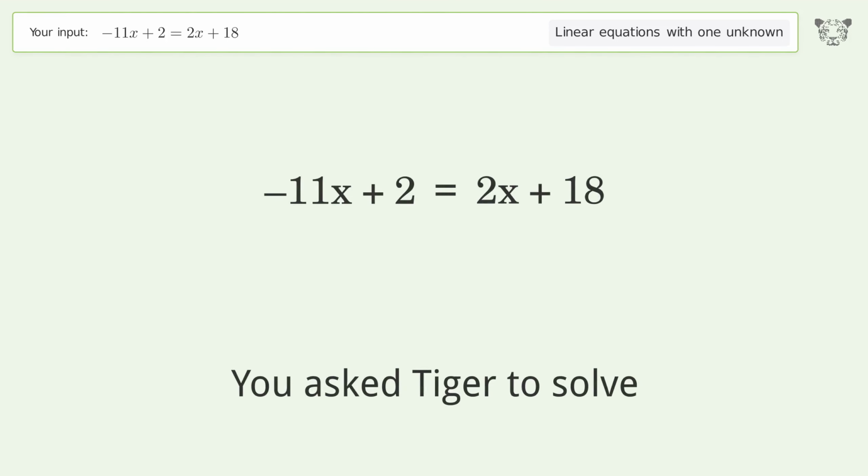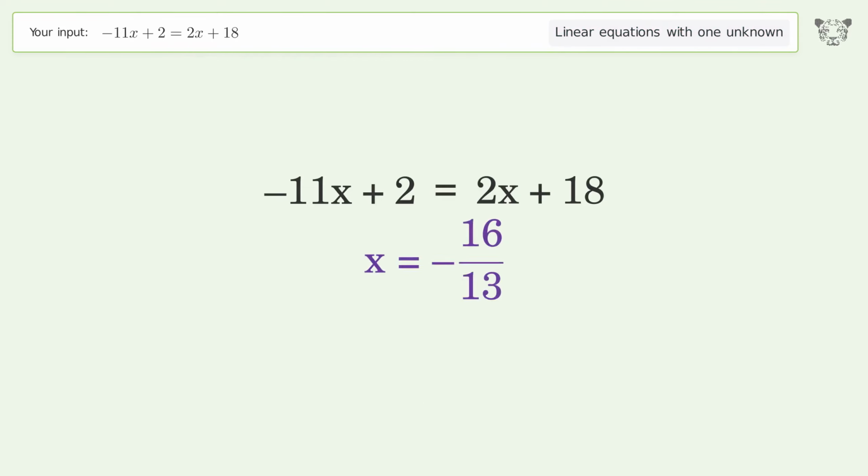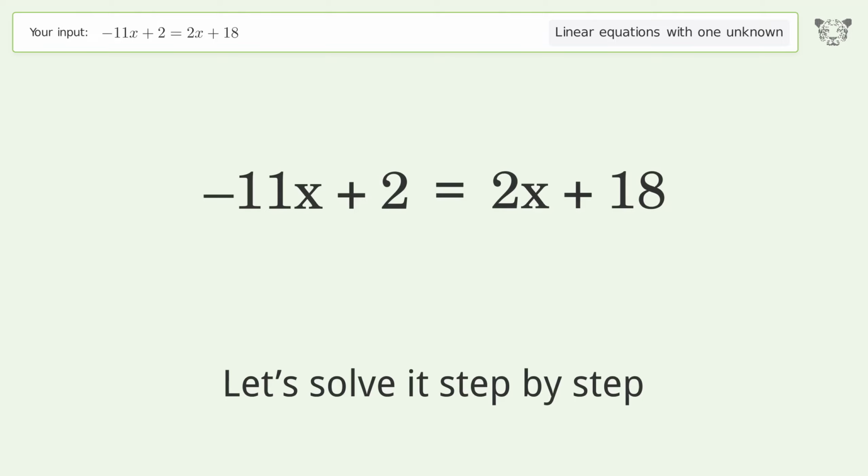You ask Tiger to solve this. This deals with linear equations with one unknown. The final result is x equals -16/13. Let's solve it step by step.